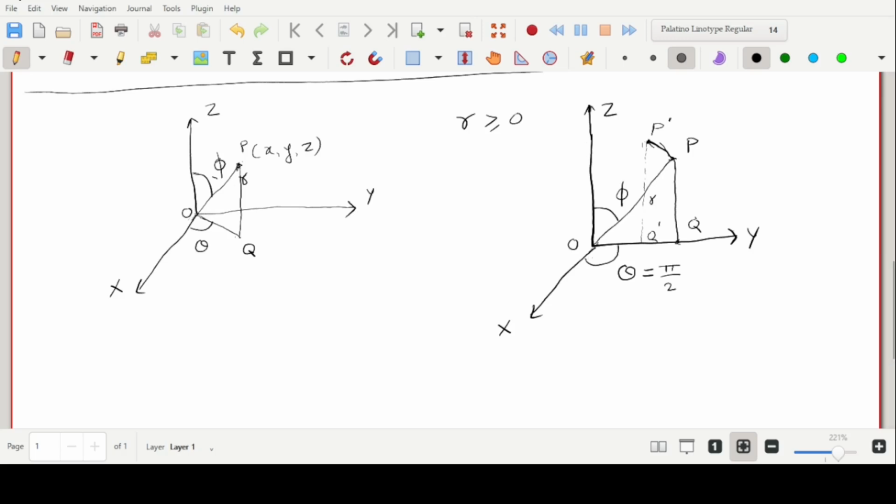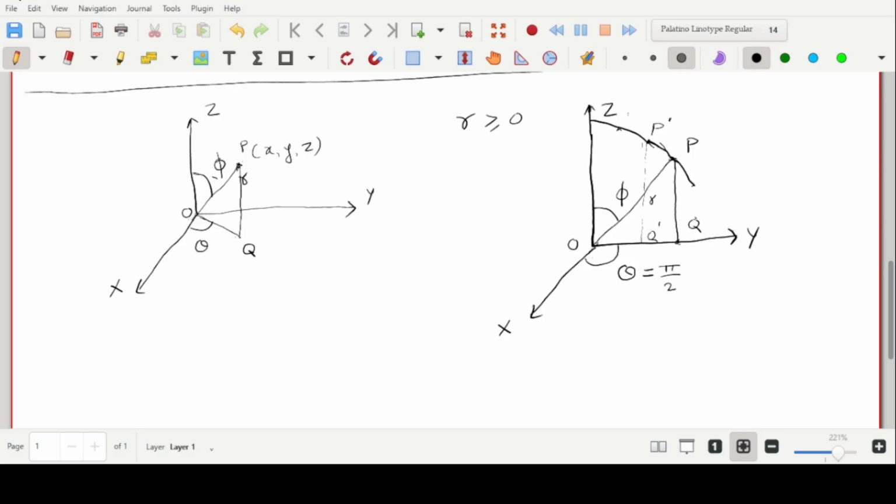If we do this for any point that lies at a distance r from the origin, and that lies in the YZ plane, the same is going to happen. Even for this point, let's say another point P double prime, you have Q double prime over here, even that will make angle pi by 2 with the positive x-axis.